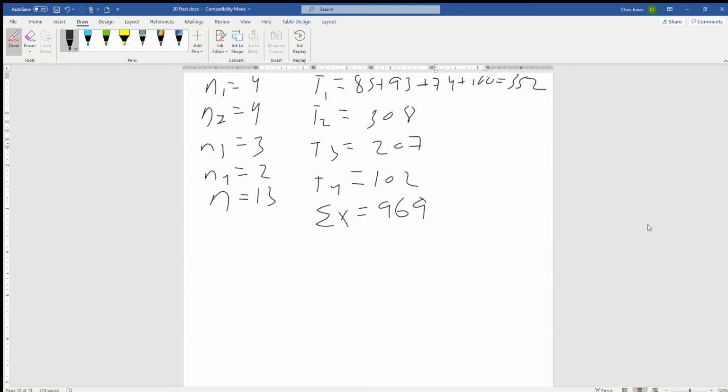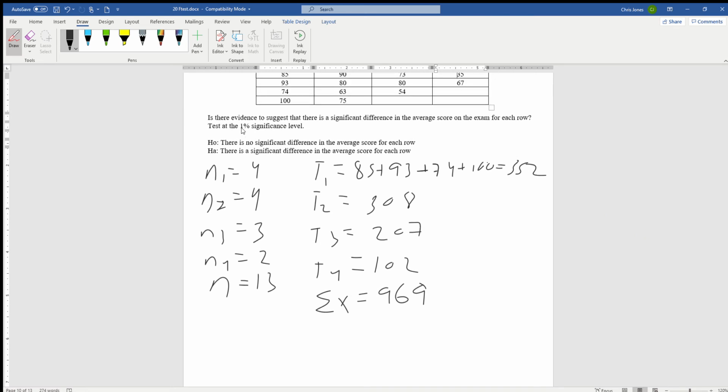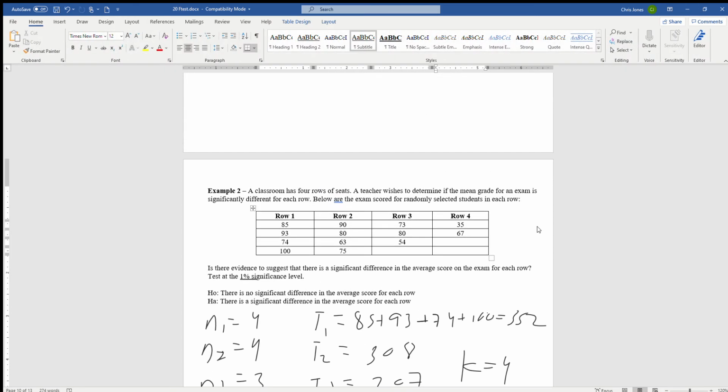The significance level is 1%. And the number of categories K is going to be 4, because there are 4 different rows that we're looking at for this problem. So there's row 1, row 2, row 3, row 4. So that's how we get the K.